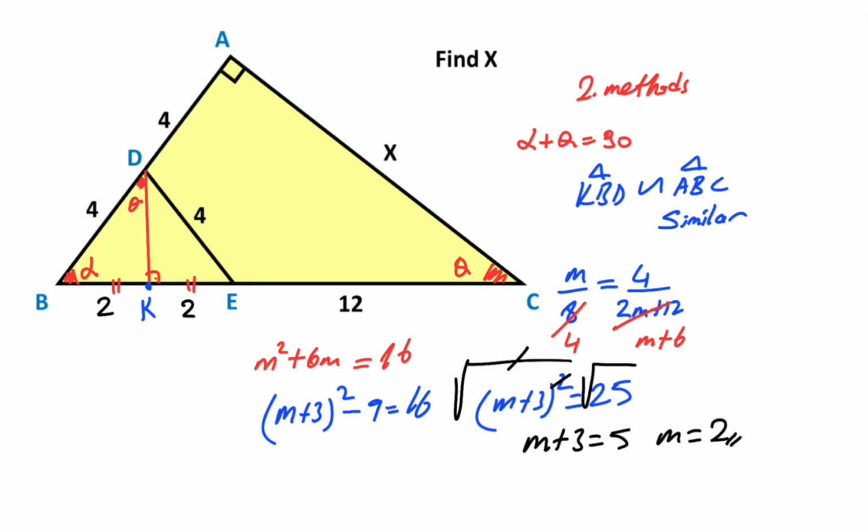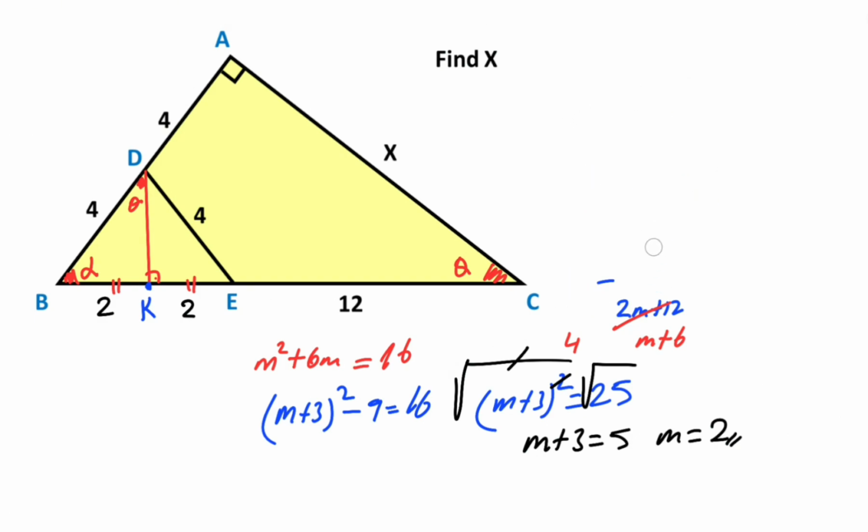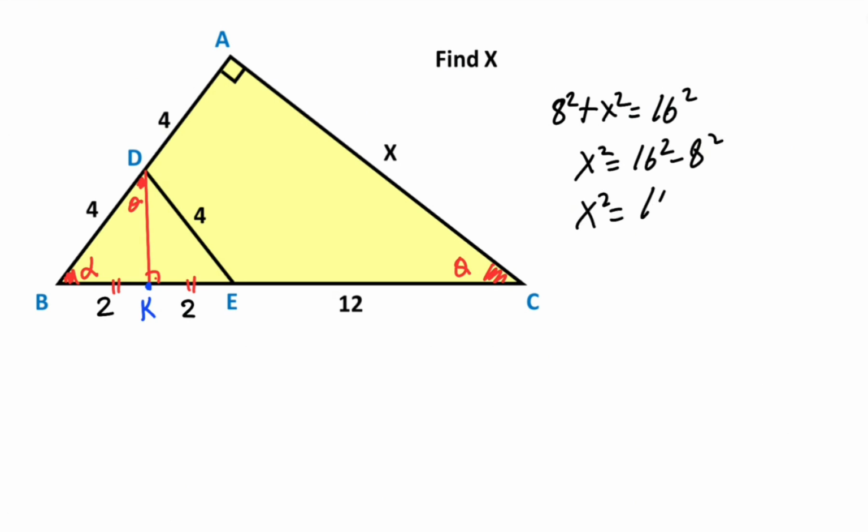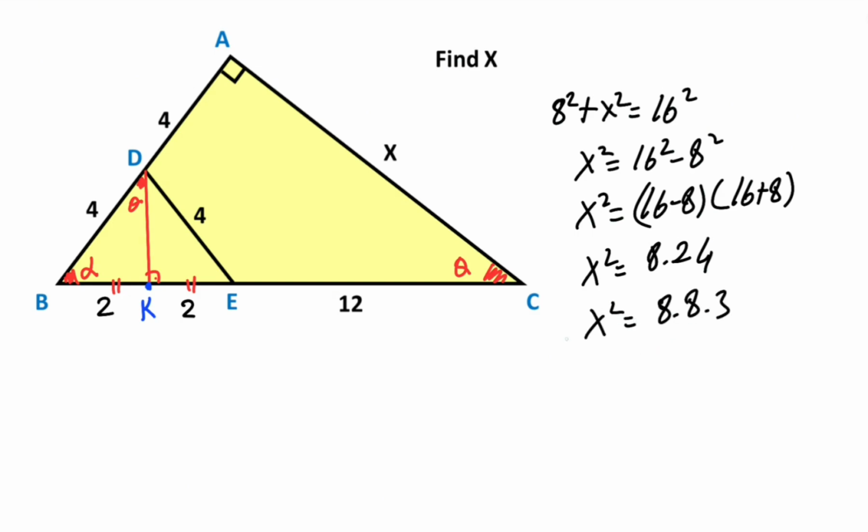Finally, if you focus on the biggest triangle, if you apply Pythagorean theorem, we get to the value of x, right? Let's click here. Therefore, for this triangle, if you apply Pythagorean theorem, h squared plus x squared equal 16 squared. So x squared equal 16 squared minus 8 squared. x squared equal 16 minus 8 times 16 plus 8. So x squared equal 8 times 24. So 24 is 8 times 3. Let's square root both sides of the equations. x is going to be 8 root 3.